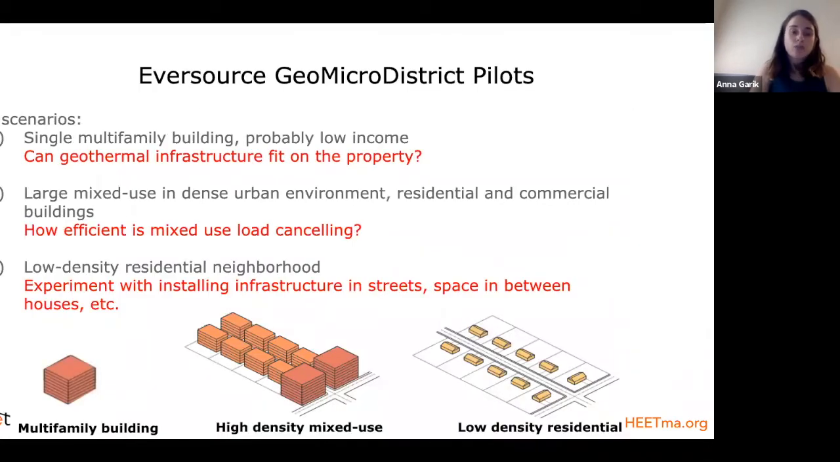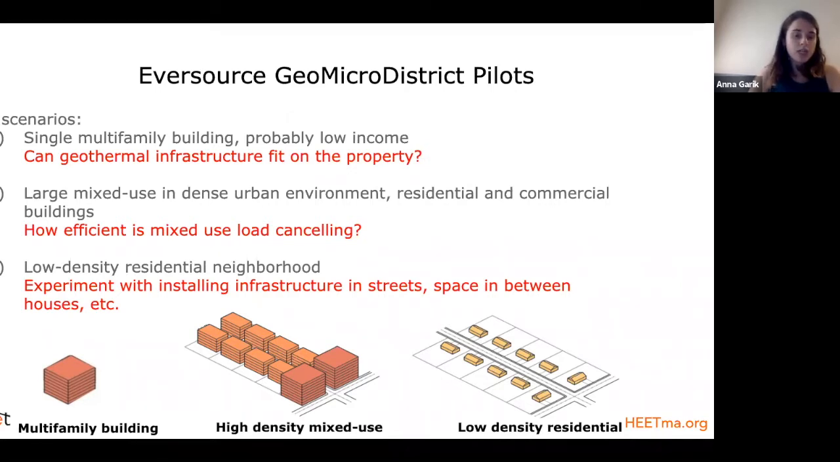So HEET is currently working with Eversource on geomicrodistrict pilots. There are 3 scenarios. The first is a single multifamily building, probably in a low-income area. And the main question for that scenario is, can geothermal infrastructure fit on the property? The second one is a large mixed use area in a dense urban environment with both residential and commercial buildings. And this is to really look at how efficient mixed use is for load canceling.